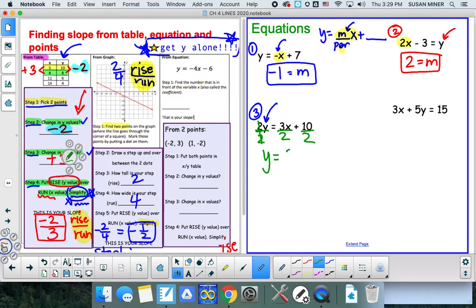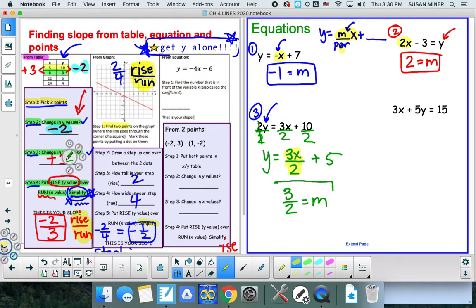And over here, 3x over 2, we can't divide that, so we just leave it, plus 5. 10 divided by 2 is 5. So there's my equation. Now I can look for my slope. Once y is alone, I can look for my slope right here. The number that's paired with my x value is the 3/2. So that is my slope for this equation.